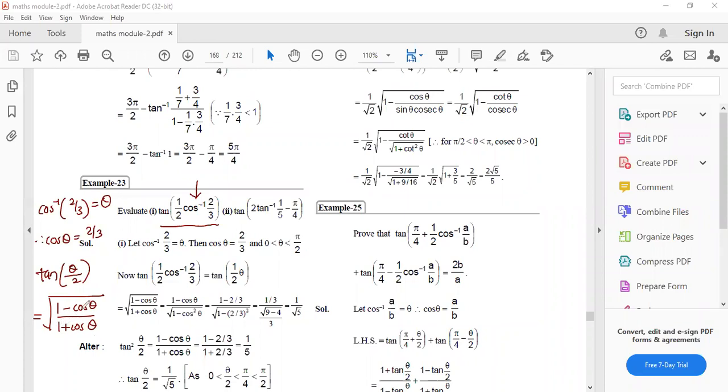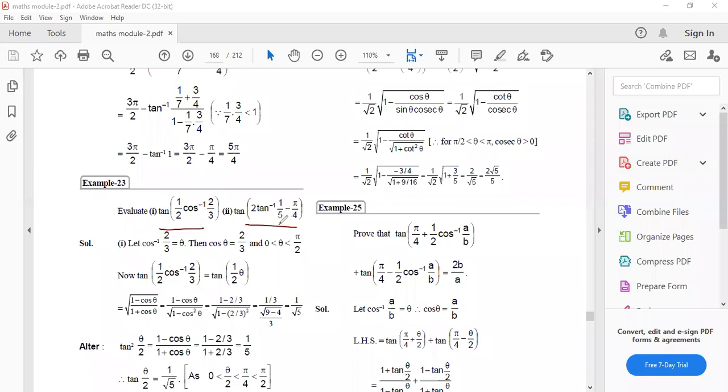Because you all know 1 minus cos is 2 sine square and 1 plus cos is 2 cos square. 2 sine square upon 2 cos square, 2 will get cancelled. Sine square upon cos square will be tan square. The square root of tan square will be tan. Got it, all of you? The same thing has been written here. And you know the value of cos theta, which is 2 by 3. You simply put it in this and you will get the value of tan theta by 2. That is the first expression. Will you get it, yes or no? First expression clear?